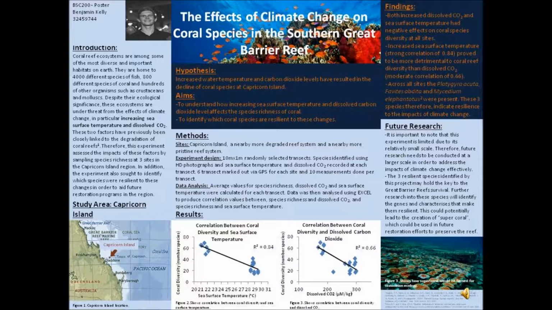In conclusion, although increasing sea surface temperature and dissolved carbon dioxide is having negative effects on coral reefs in the Great Barrier Reef region, there does seem to be a glimmer of hope with the discovery of these resilient species that may hold the key to the reef's survival.